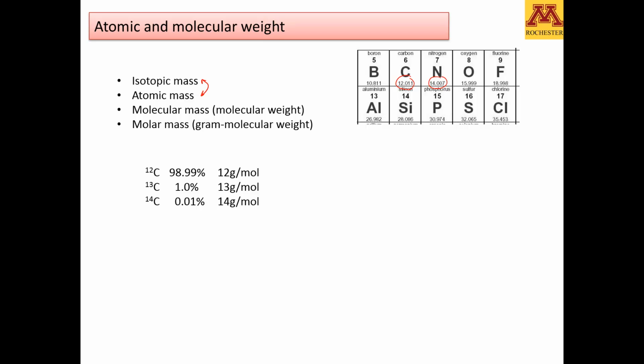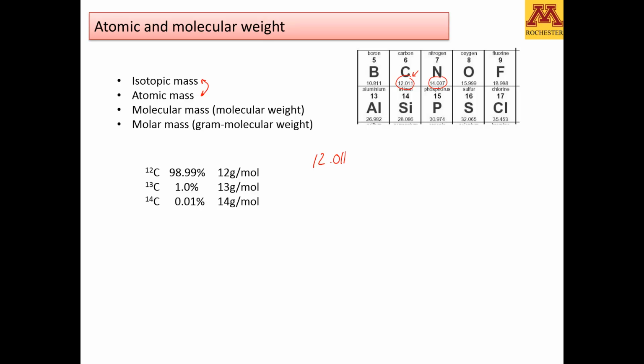In the last module, we talked about how the definition of Avogadro's number is the number of atoms existing in carbon-12 that is exactly 12 grams. However, when you go to the periodic table, this is not exactly 12 grams. This is 12.011.